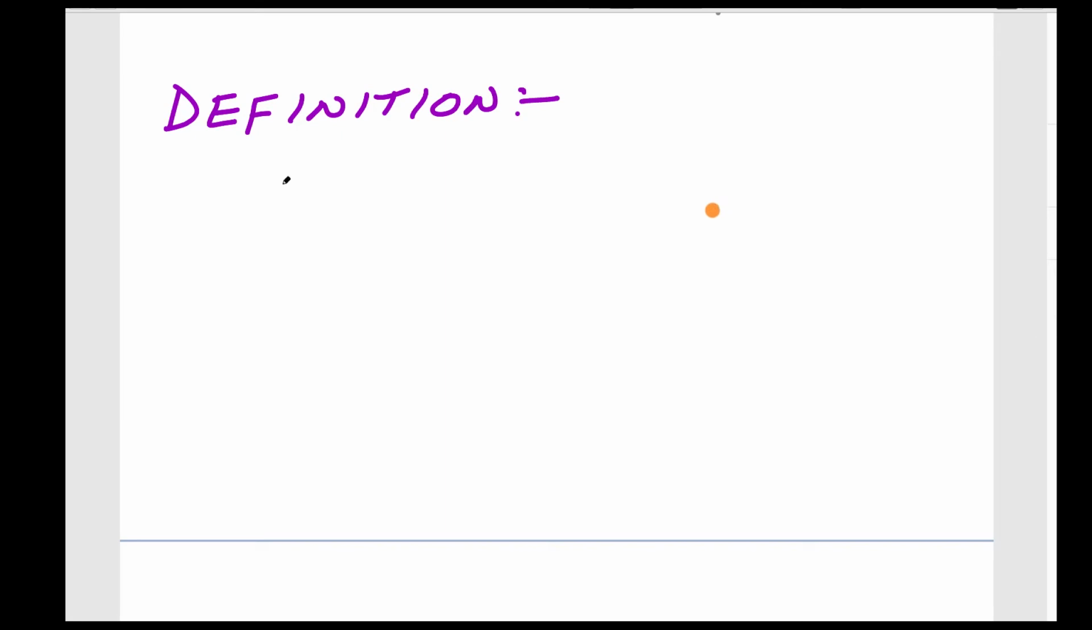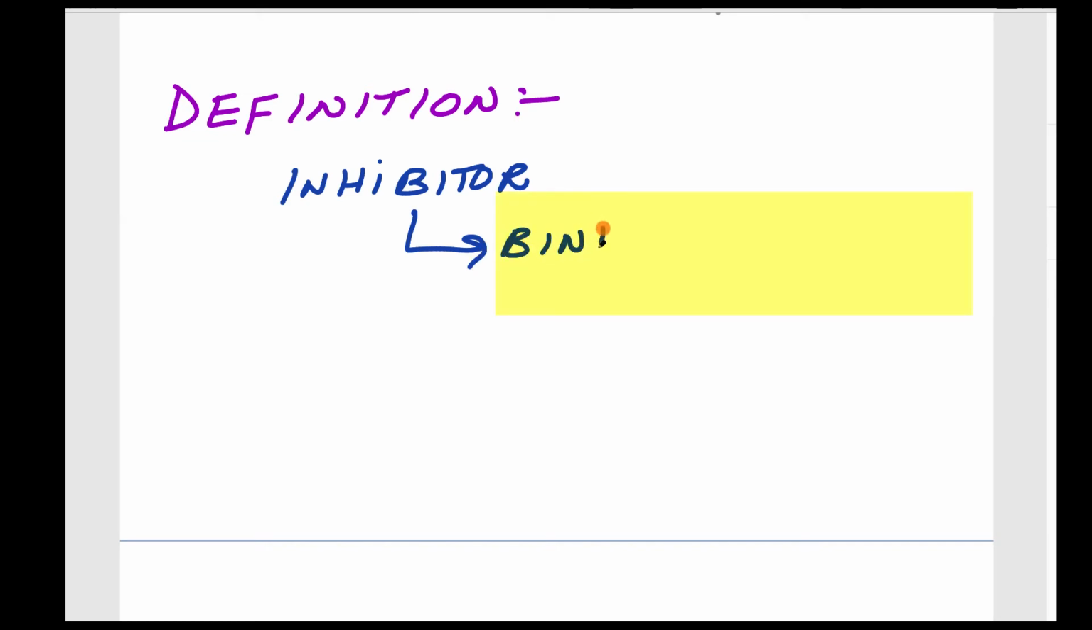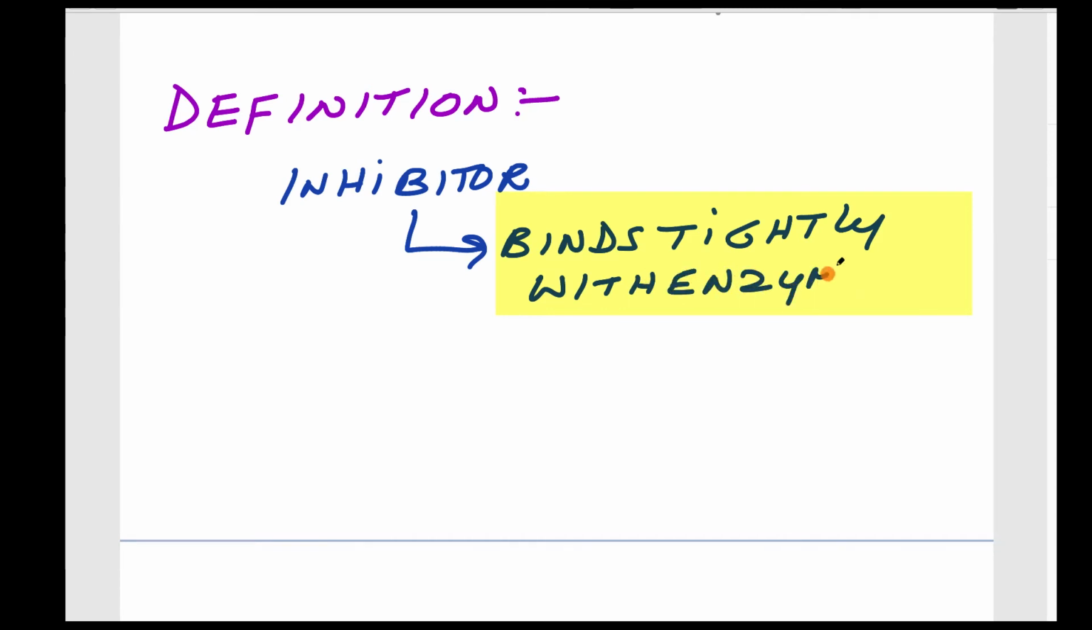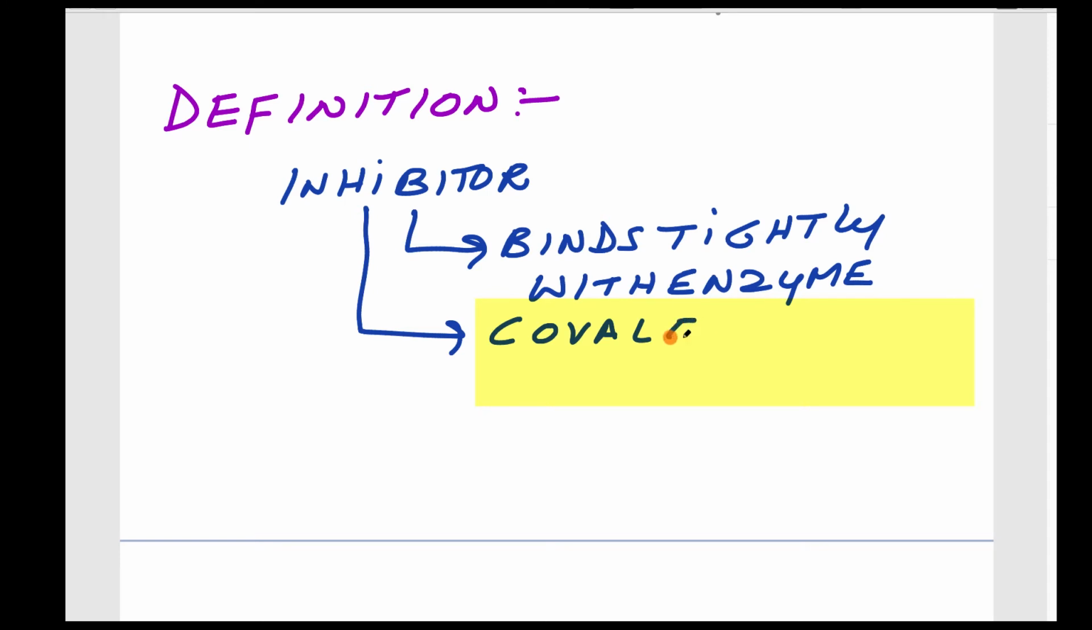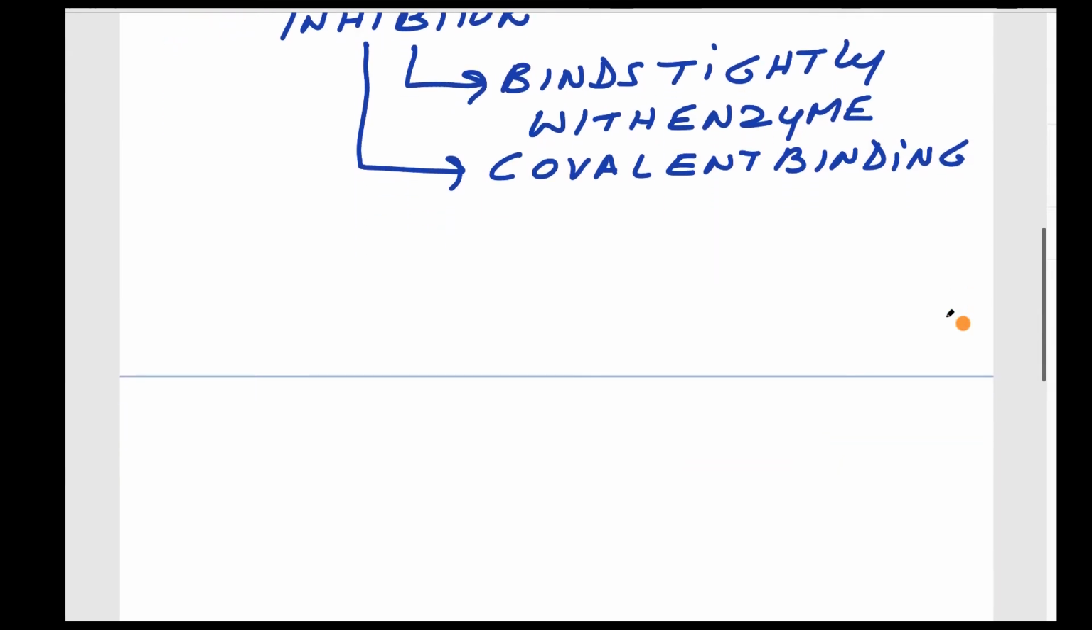So, what is an irreversible inhibitor? It binds tightly with the enzyme. That is one aspect. The second one is that it is a covalent binding. That is most important. The binding between enzyme and inhibitor is covalent binding.